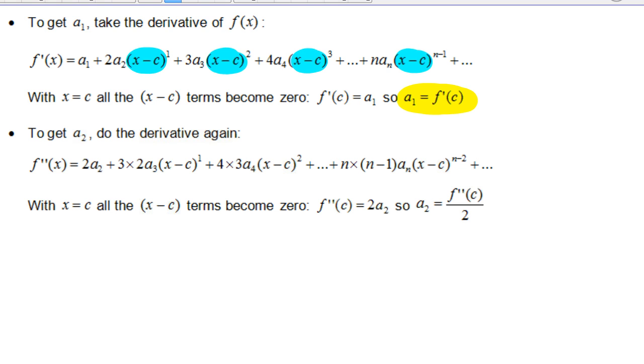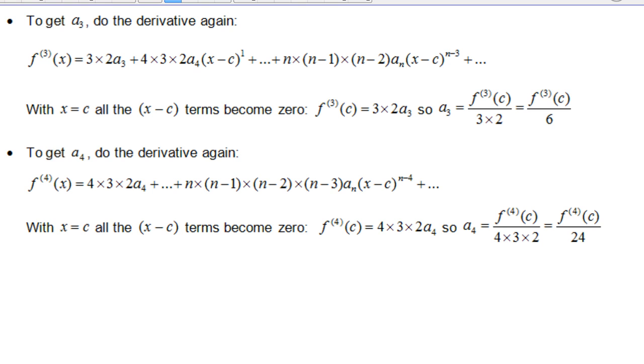Now, to get a2, we can find the second derivative of the original function, or just find the derivative of the first derivative. So what you end up with is this second derivative function. And if you plug in x equals c, all these terms become 0. So what you remain with is the value of the second derivative at x equals c, which will be equal to that. And you can continue this process to find these coefficients.